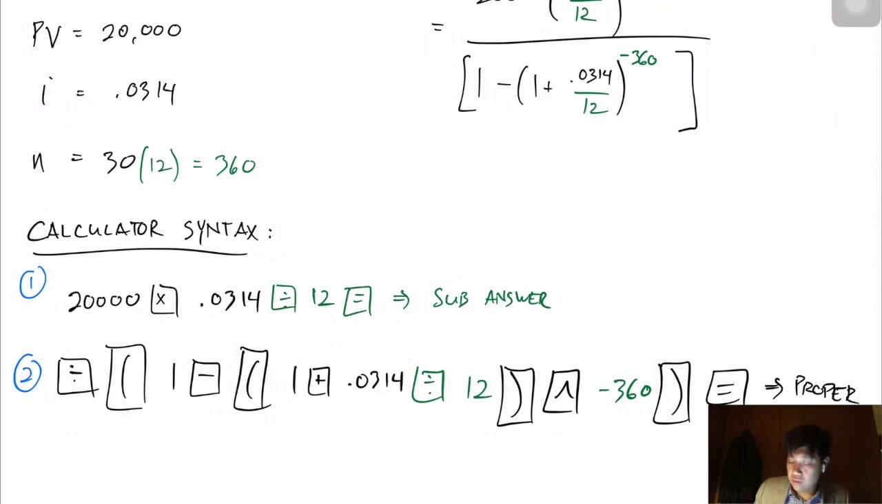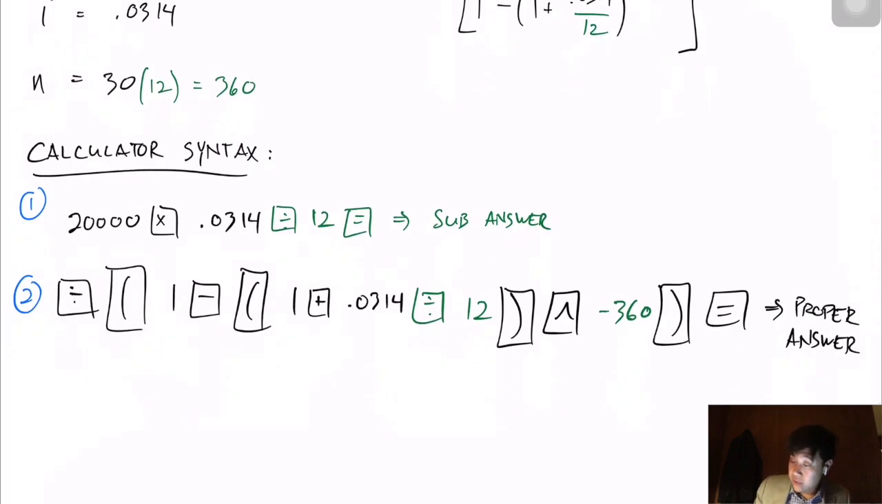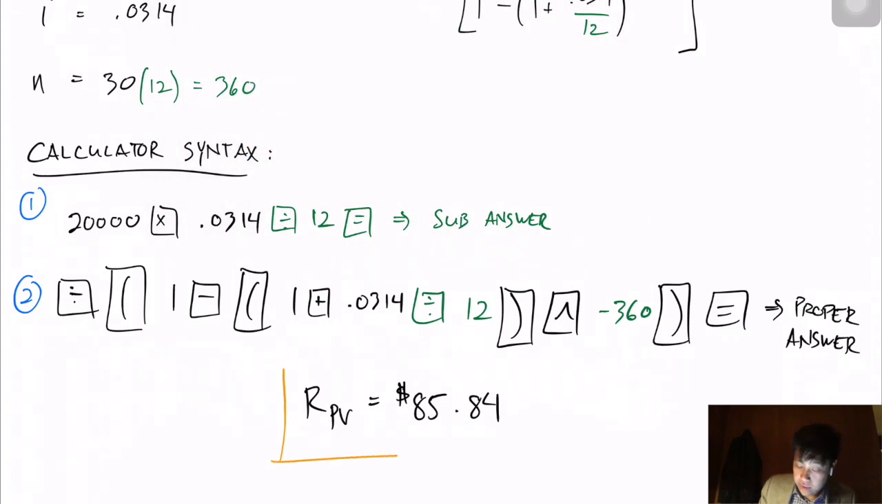Now again, this would be a good moment to practice this to make sure that you have the right answer. But given that I don't have any typos, the recurring payment for this present value, rounding for money, is $85.84. That looks right. At least that's what I have written down.